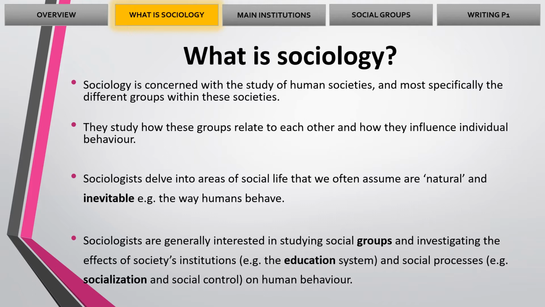Now, sociologists dive into lots of areas of social life that we assume are natural, normal, and inevitable. So the way we behave. One of the big things that sociologists highlight is that our behaviour in a Western European country like England or Britain, we assume it's normal and natural, and that's just the way things are because of our culture and the way we've been raised and what we've learned. We've learned a particular way of behaving.